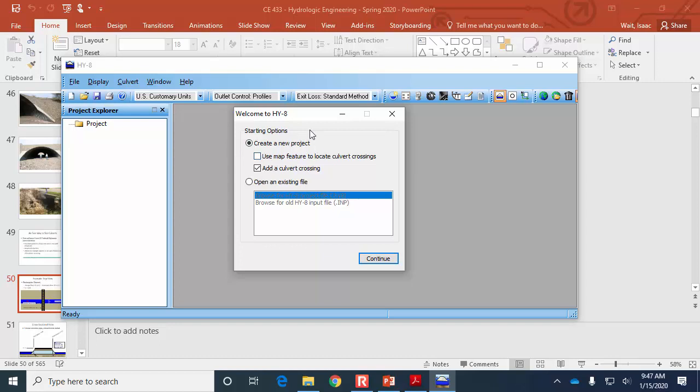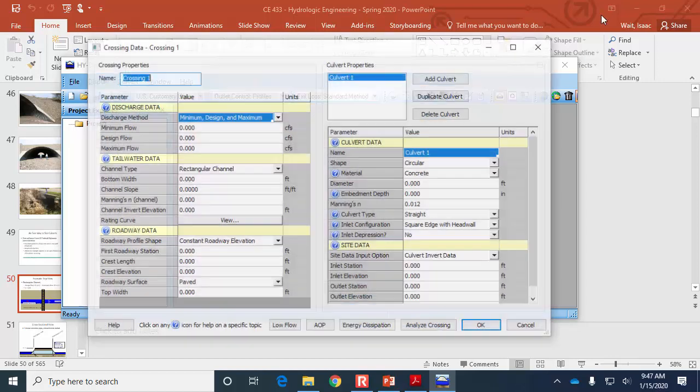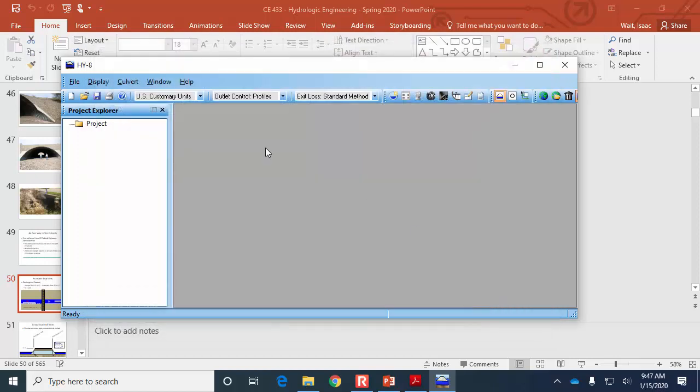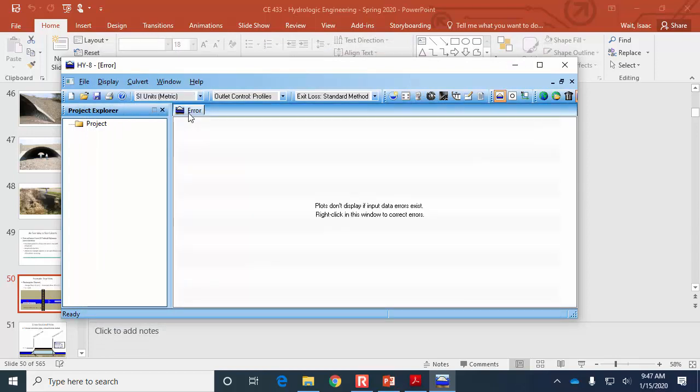So we're going to create a new project and add a crossing. And then we have this screen where we're going to start telling it about the minimum. Oh, okay, first things first, it's in CFS. So I need to close that and change the units from US customary to metric. So do we use map features to locate or add a culvert crossing? Add a crossing.